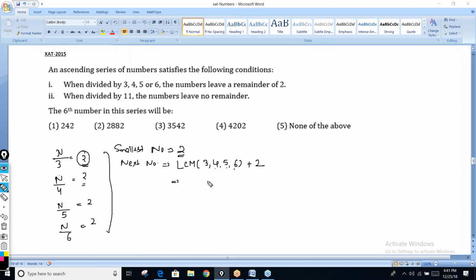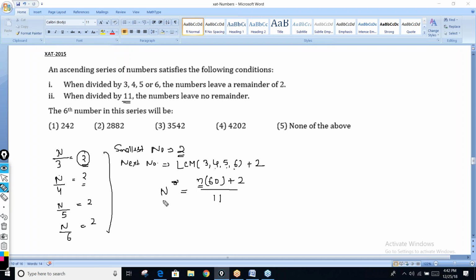So LCM is 6 into 5 into 2, 60. So I'll add some multiple of 60, and after adding 2, this number will satisfy this condition. All the numbers of this series will satisfy. 62 will satisfy, 122 will satisfy, and so on. But this number should be divisible by 11. So this number should be a multiple of 11.